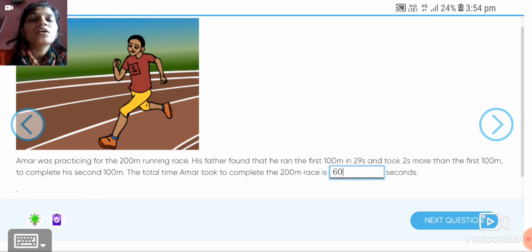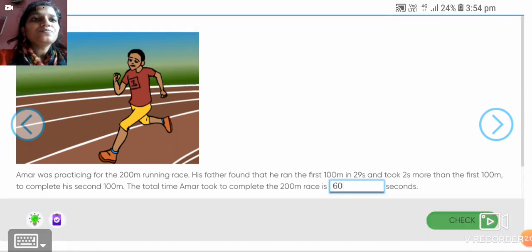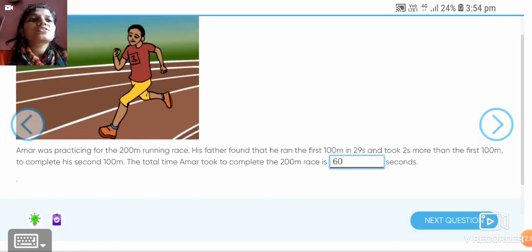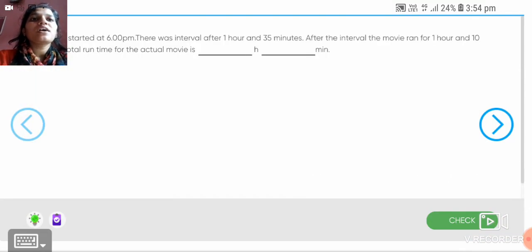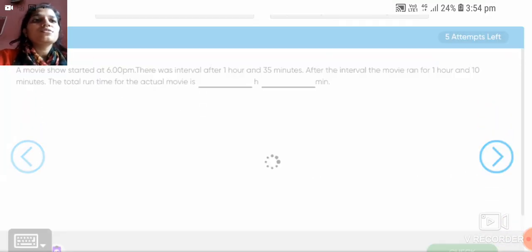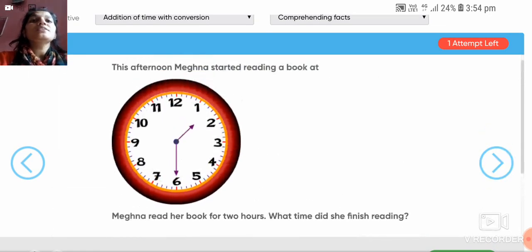Because he took 2 seconds more in the next 100-meter. Okay, so the answer we are going to check now. Yes, so your next question, that means our answer is correct. So like that only you have to solve the questions. Okay, so students, now I have shown you. Now this type of examples we are going to see.